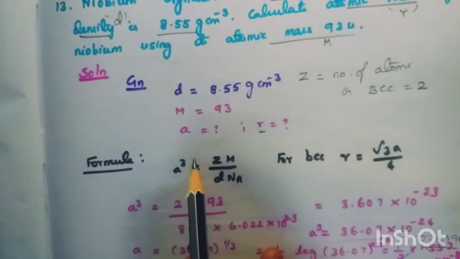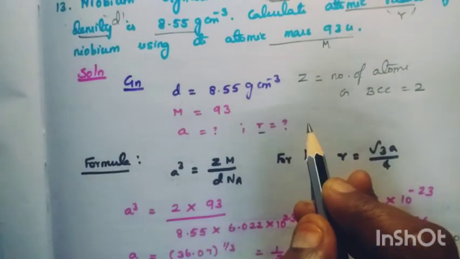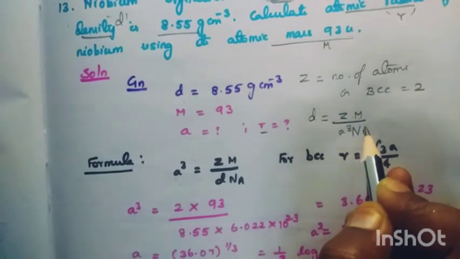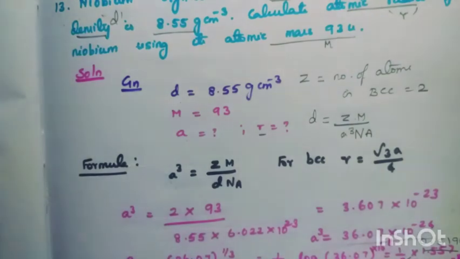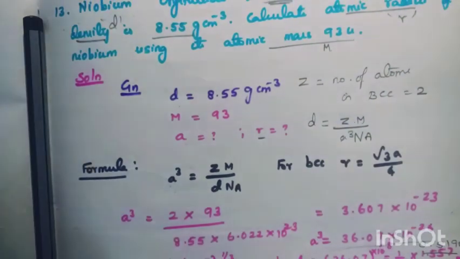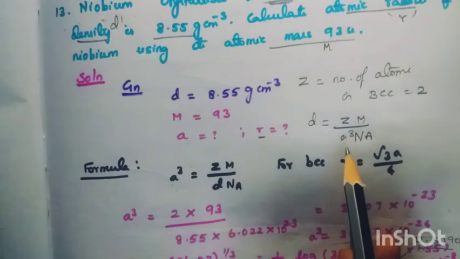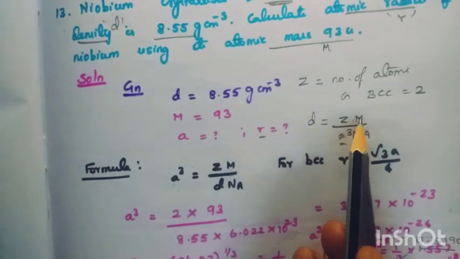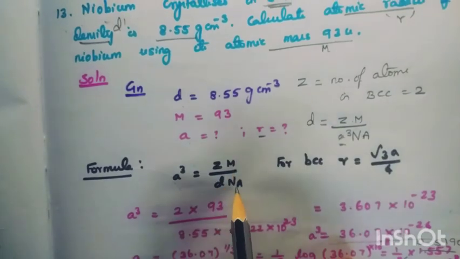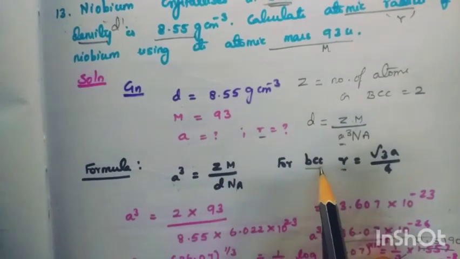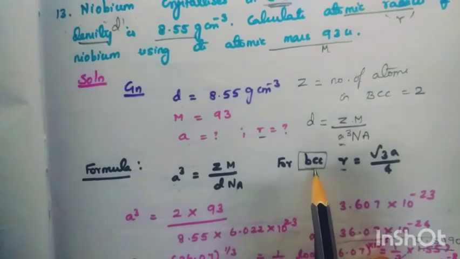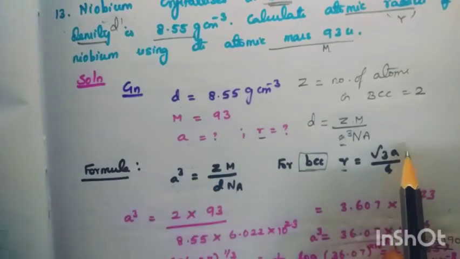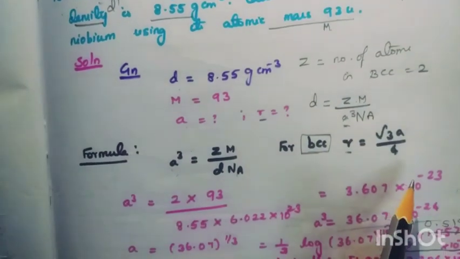A cube is equal to, from the density formula, D is equal to Z M by A cube Avogadro number. From that we are going to find A. A cube is equal to, D must come here, ZM by dNA. Radius: for BCC we already discussed in packing efficiency, R is equal to root 3 A by 4. First find the A value, substitute here, then we can find the R.